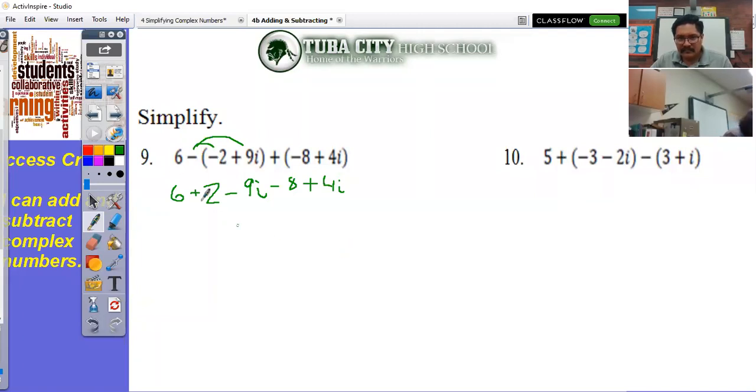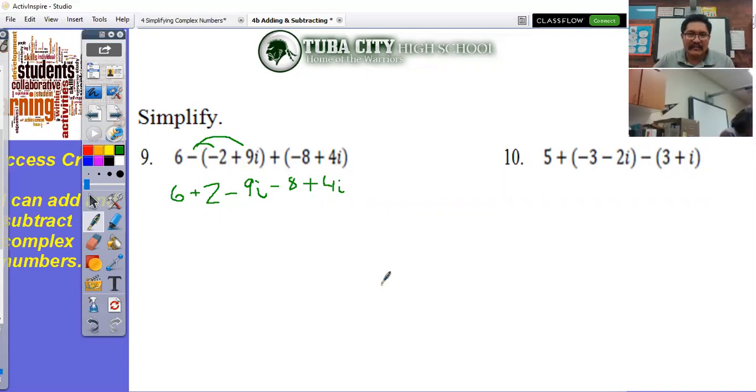Again, I'm going to double check this part. So we reverse the sign on the negative, so it's now positive, and the positive is now negative. So this one we did right. And again, when you have a plus in front of the group, that doesn't change anything. I'm adding that whole group. Now I can go ahead and add my real numbers. So 6 plus 2 is 8, minus 8. So I end up with 0 as my real number.